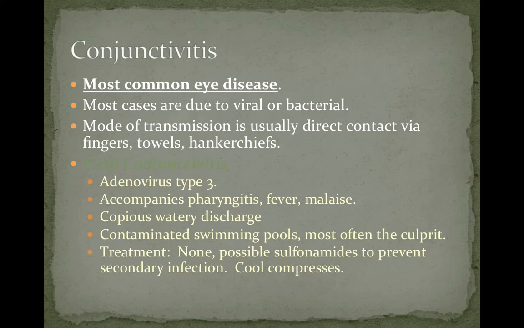Some people will say that they've got pharyngitis, fever, malaise, and they have a lot of watery discharge. Conjunctivitis can also come from contaminated swimming pools, and the treatment is really, if it's a viral reason, there's really not much to do for it. But sometimes when people get these kinds of viral conjunctivitises, it turns into a bacterial conjunctivitis because they're rubbing their eyelids. So cool compresses might help, and a sulfonamide might also help to prevent any kind of secondary infection.